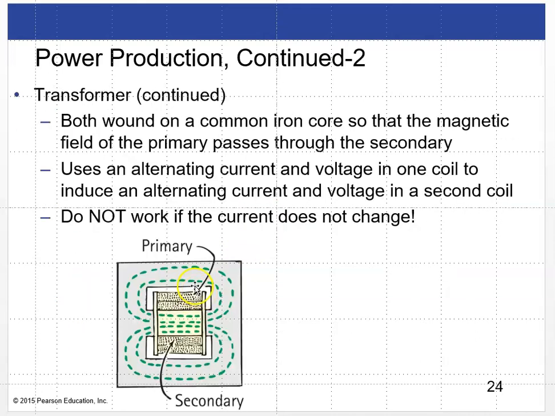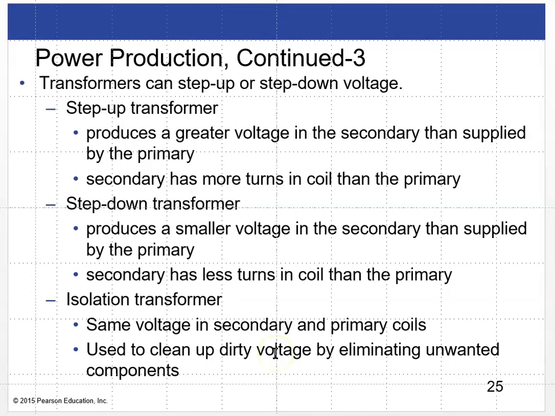An isolation transformer has the same voltage in the secondary and primary coil, so it has the same number of turns in either one. What is this useful for? Well, it's used to clean up dirty voltage. Remember I told you that transformers do not transmit DC. If you have some sort of contaminated voltage that maybe has AC and DC in it and you want to get rid of the DC, you run it through a transformer. The AC will come out, the DC doesn't go anywhere. You can also wire it in another way to get rid of the AC and keep the DC.